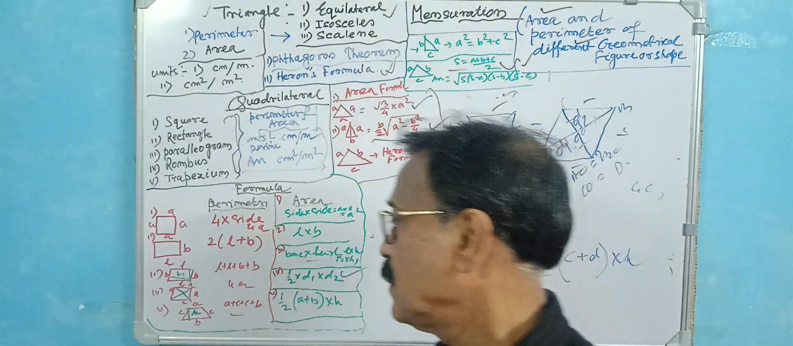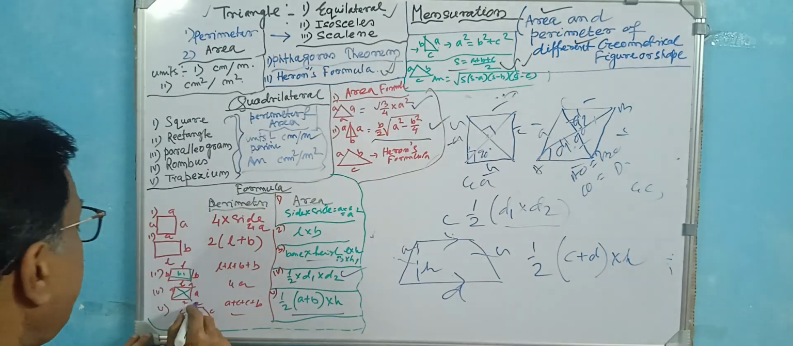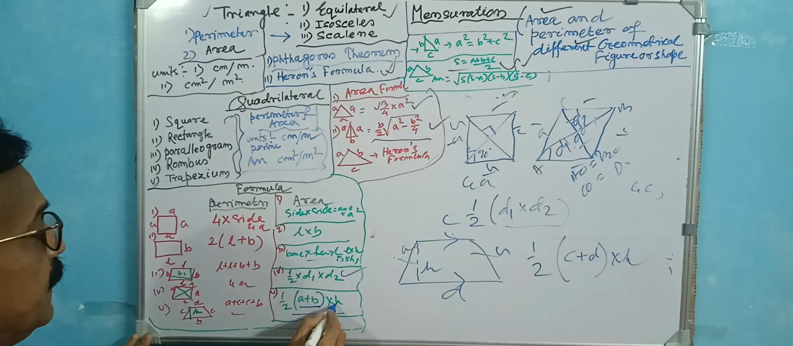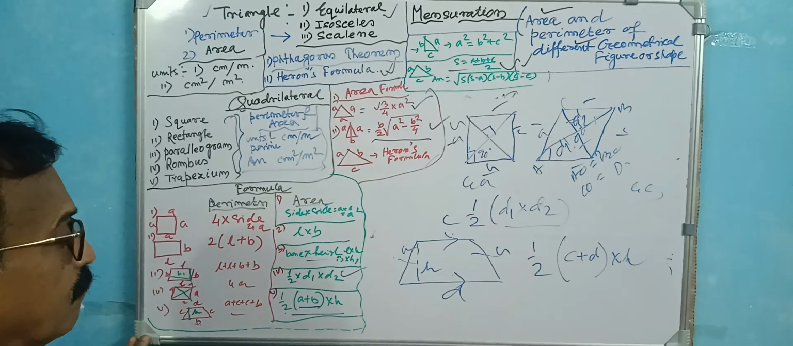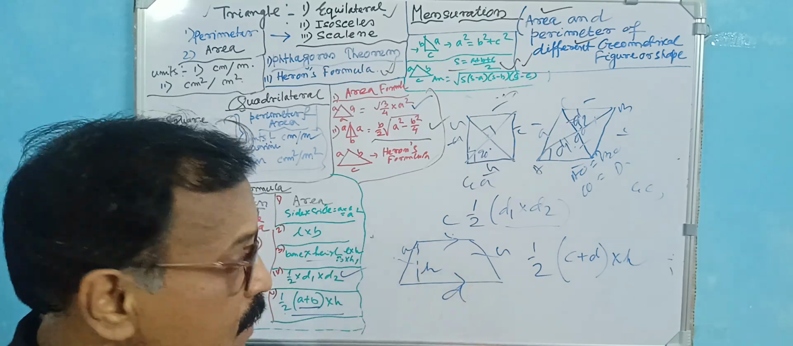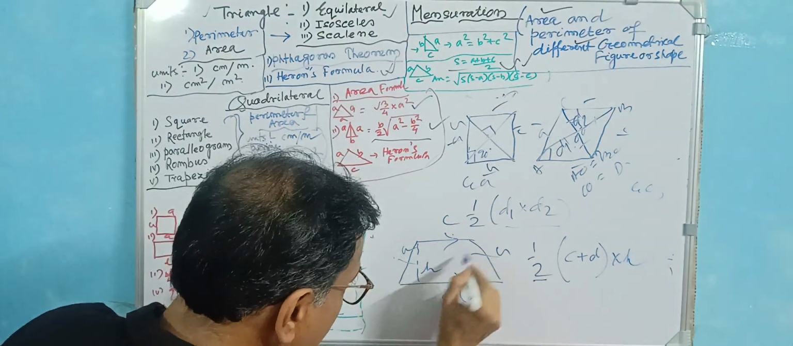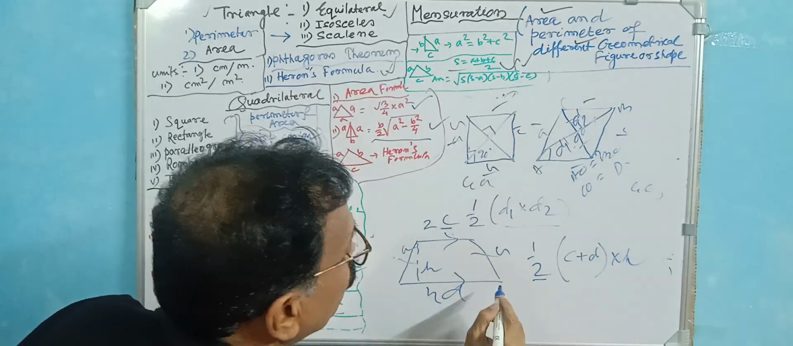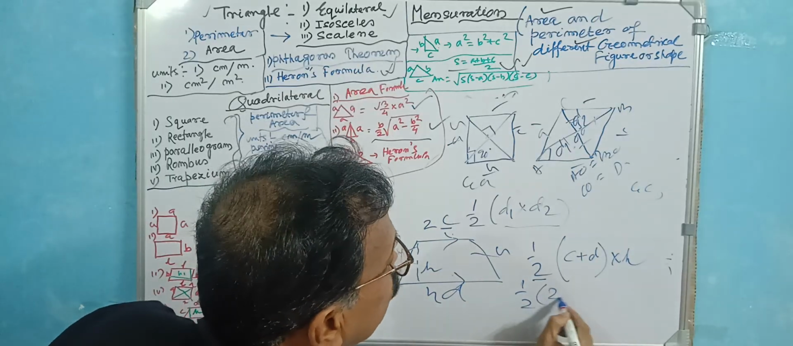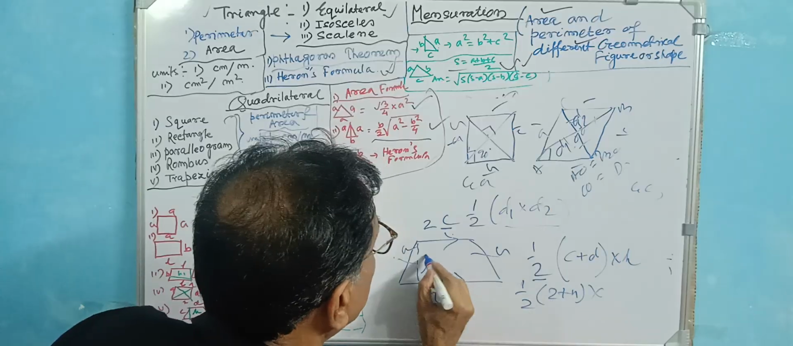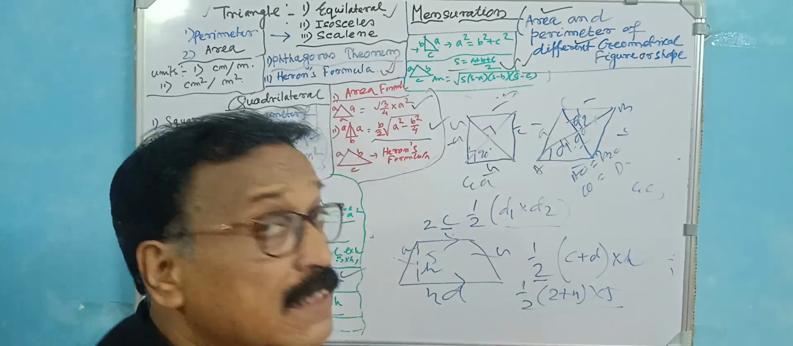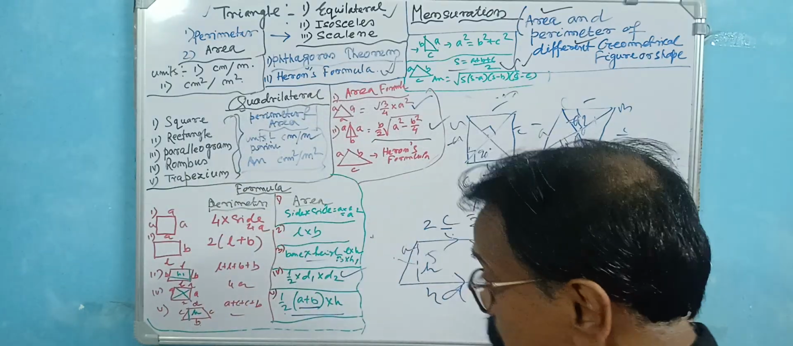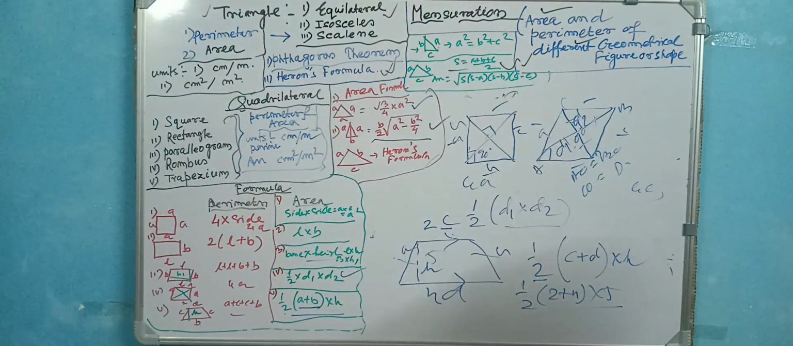Half, sum of the parallel sides, A plus B, into H. Here H is the height. Suppose the parallel sides are 2 and 4, so half of 2 plus 4, and suppose the height is 5. So this is the area of the trapezium. Just remember it. The unit is meter square or centimeter square. Is it clear?